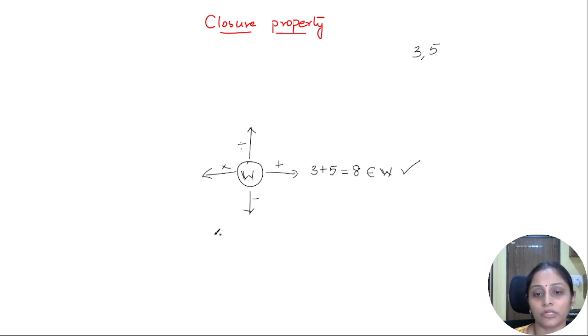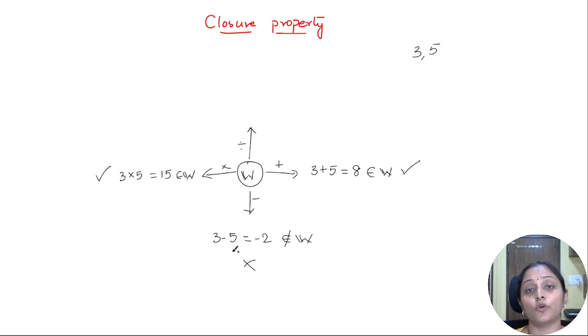Now if you look at subtraction, you will see that 3 minus 5 is minus 2, which does not belong to the set of whole numbers. So you can conclude that whole numbers is not closed under subtraction. Now if you come to multiplication, I have 3 into 5 is equal to 15, which is a whole number. So you can say that whole numbers are closed under multiplication. Now coming to division, 3 divided by 5 is not a whole number. So you can conclude that whole numbers are not closed under division, right?